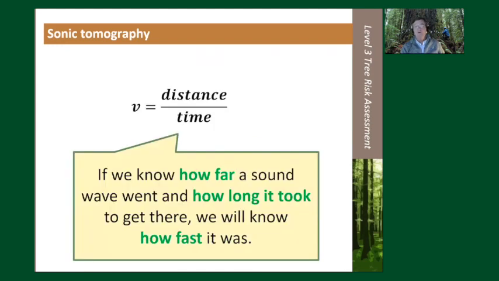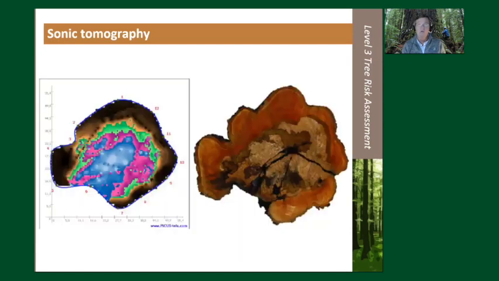And we take that a bit further. This is the only math I'm going to show you, really, but it's simple math. Velocity on the left side of the equation equals distance divided by time. So if we know how far the sound wave went, which we measure on the outside of the tree, and we know how long it took, which the instruments measure, then we'll know how fast that speed was. So what we end up with in tomography, and it's really important to remember this, is a sonic velocity map. We do not have a map of decay. We, as arborists, need to interpret what this image is telling us.